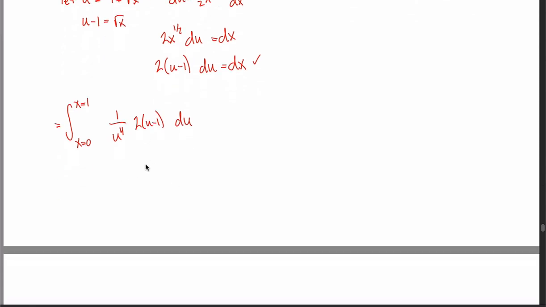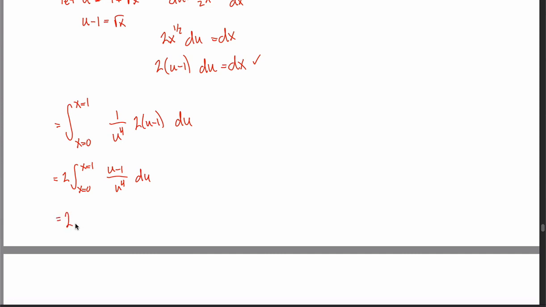And while this isn't the prettiest thing in the world, I think it's something I can deal with. Let's see if I can clean it up algebraically. I could pull the constant of 2 out in front, and then my integral still goes from x equals 0 to x equals 1. And then what I have left is u minus 1 over u to the fourth power du. You're like, not quite sure what to do with that.